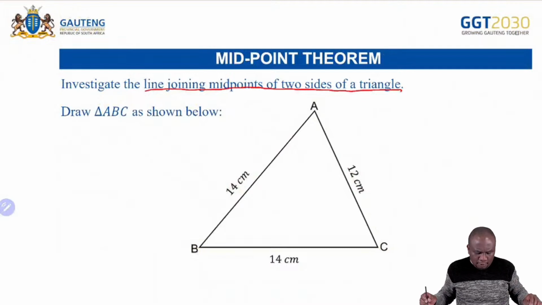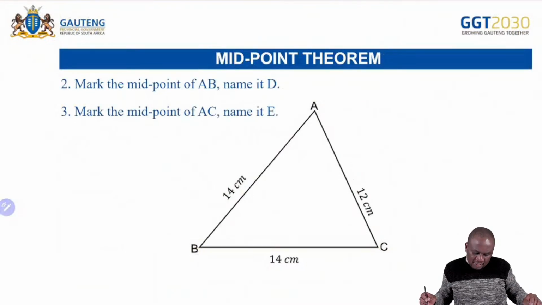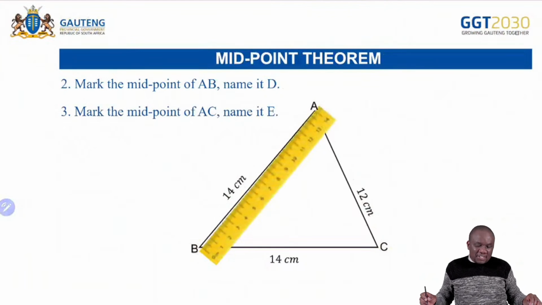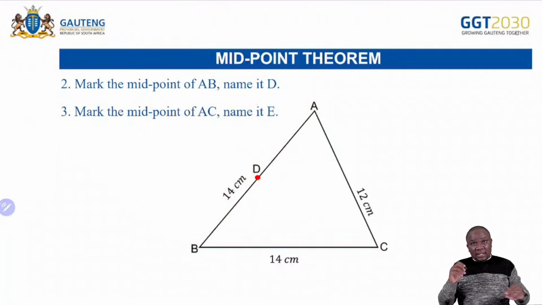Let's mark the midpoint of AB. AB is 14, so the midpoint should be at 7 there. So we mark that point 7, and that's the midpoint of AB. Name it D. Just put a dot and name that dot D along AB.